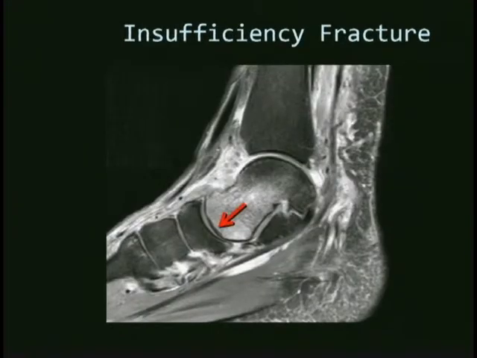This is another example of an insufficiency fracture. Here he had intense bone marrow edema in the talar head and neck. And look here, there's this subtle thickening of the subchondral bone plate. So this is another site where we occasionally see insufficiency fractures.